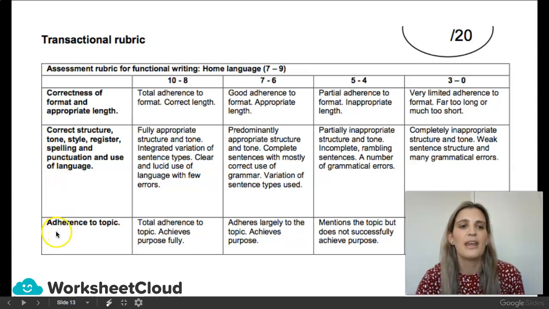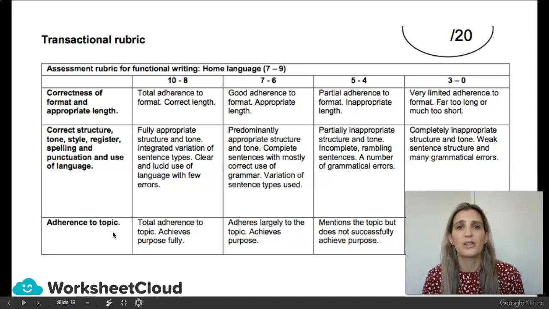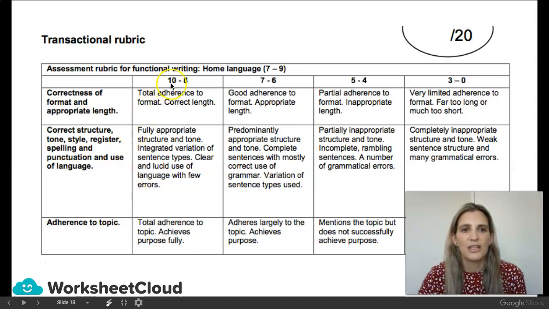Then adherence to topic. So did you interpret the topic correctly? If they're asking you to argue about a cell phone contract with your parent, and you go off on another tangent about maybe getting a laptop, that's not the right topic. So always make sure you're doing the right topic. So here we have 10 to 8. So we want to land up in this category. So we want to get all of these done.